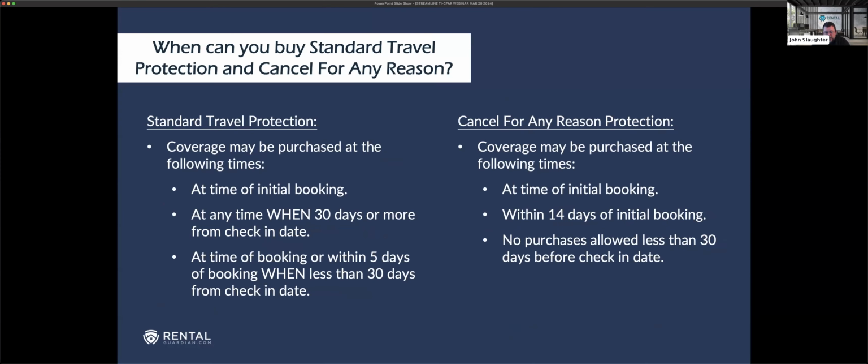So let's talk about this, because it's always a good question on when you can actually buy these programs. There are two separate tracks, one for standard and one for cancel for any reason. You can buy standard travel protection at the following times: at the initial time of booking, or at any time when you're 30 days or more from the check-in date. So if you booked a vacation 6 months prior to your arrival, booked on January 1st for June 1st, you would literally have about 5 months to decide if you wanted travel insurance.